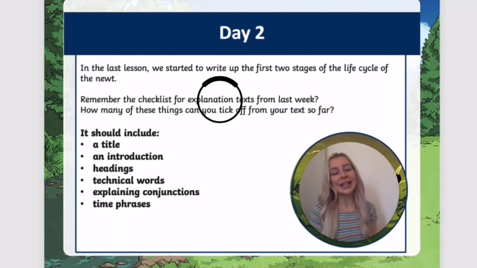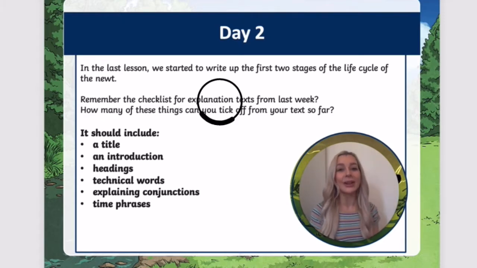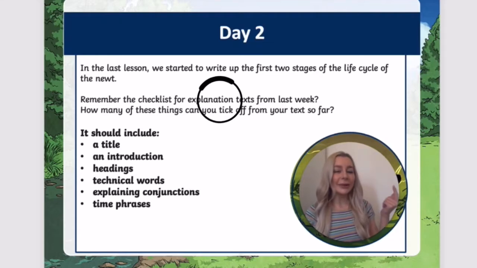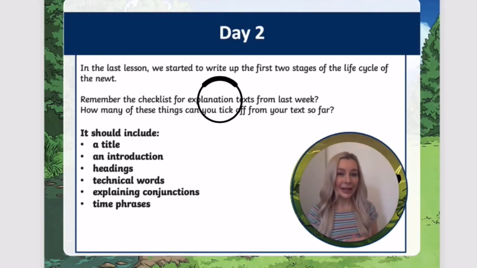In today's English lesson we're going to be carrying on with the work that we did yesterday and writing up the next 2 stages of the life cycle from the notes that we did last week on the newt. If you remember the checklist from last week's lesson about explanation texts, you'll remember that it's supposed to include quite a few key features. We've done a few of them so far.